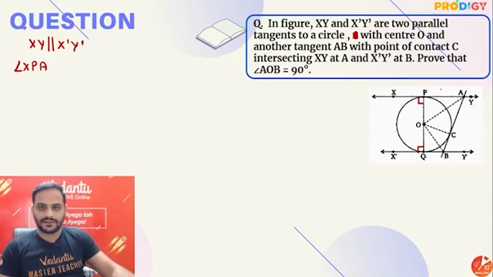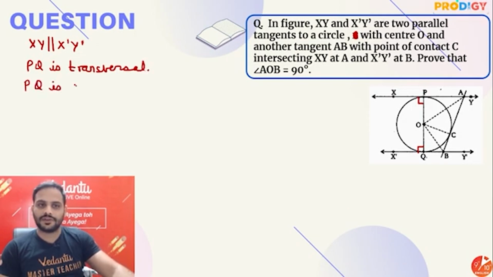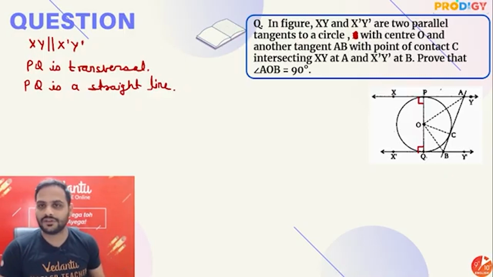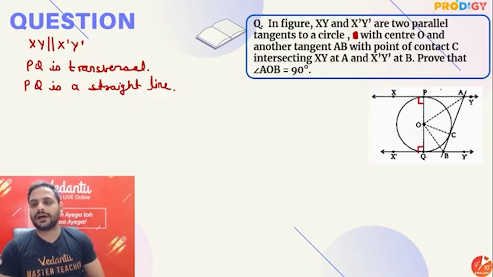I can say, sir, if XY is parallel to X'Y', this PQ is acting as a transversal because interior consecutive angles are supplementary. So PQ is a transversal. That means I can say PQ is a straight line. All right, this line PQ is a straight line, or PQ is your diameter. Now guys, look, there are many ways of looking at this question.